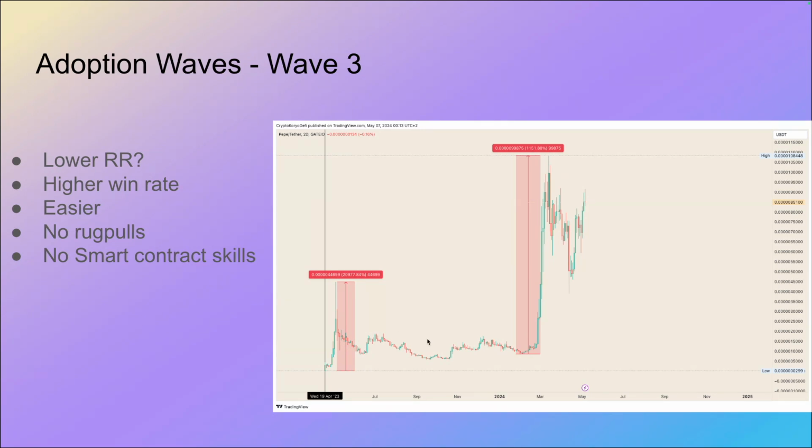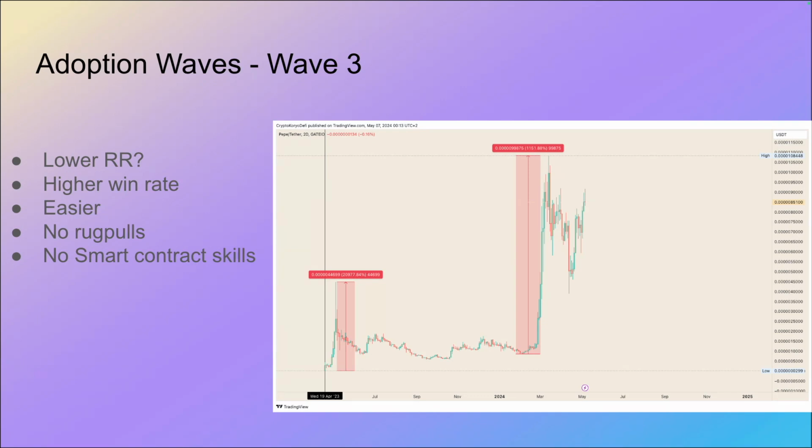Also consider that it's a trade-off. Obviously you have fewer rug pulls, and a higher win rate is easier. There are fewer established meme coins, maybe those above 100 million, compared to all these thousands of meme coins launching every day that are on wave one. So that was wave three.